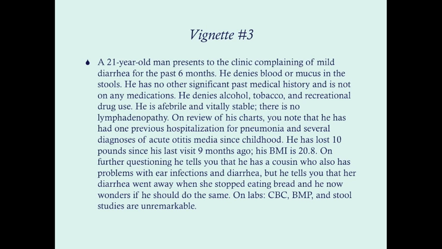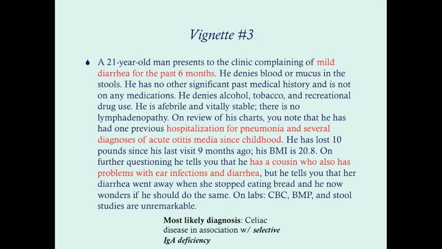So we think that he's got celiac disease, but then in addition to this, we know that he has these repeated episodes of acute otitis media, and there's also a cousin who happens to have the same thing, which makes you wonder if there's a genetic component. And indeed, there is. So this is celiac disease in association with selective IgA deficiency. Now, that's a presumptive diagnosis. You're going to need to do more testing to confirm that.